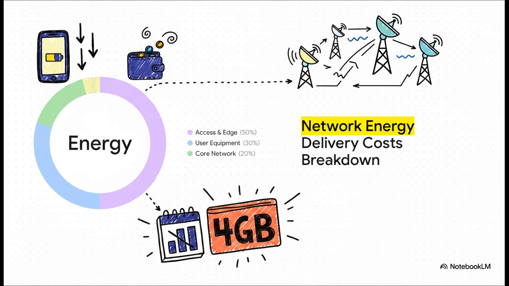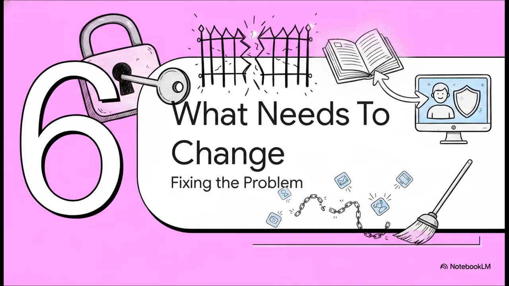And keep in mind that delivery energy isn't just paid by Google's massive server farms, it is heavily paid by the user's own equipment and local access networks. For people on metered or mobile-only internet connections, particularly in developing regions, this forced 4 GB background download can instantly vaporize their monthly data limits, totally without their knowledge. Section 6. What needs to change?